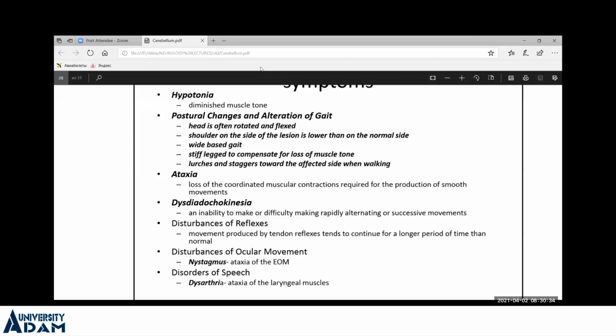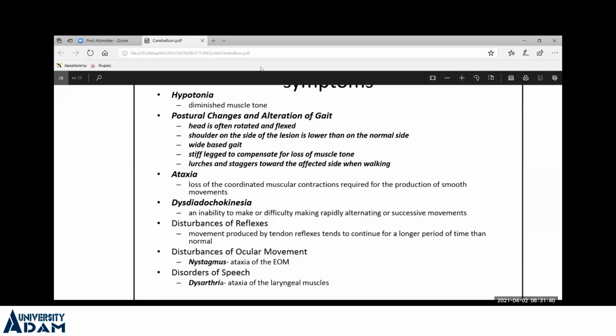Dysdiadochokinesia, an inability to make or difficulty making rapid alternating or successive movements. So here, guys, for example, you can check this. You will ask the patient to rapidly do pronation and supination with the hand, okay? The movements, guys, must be exact and definitive. And if these movements are not accurate, you can say that this is a problem with dysdiadochokinesia, okay?